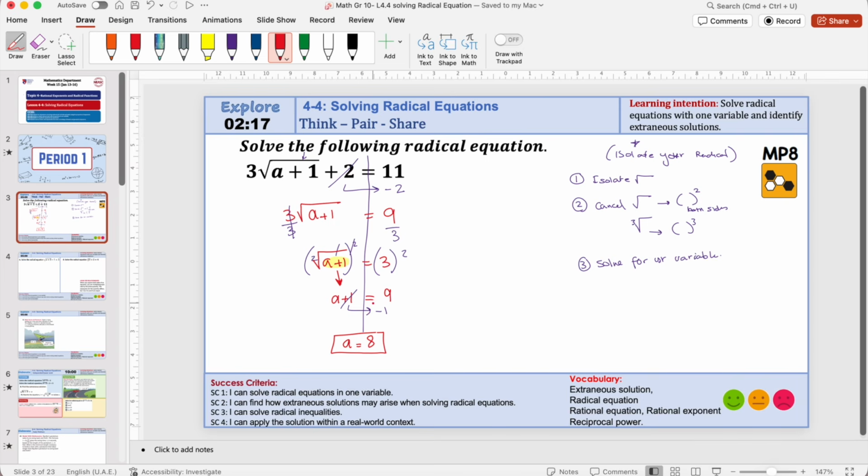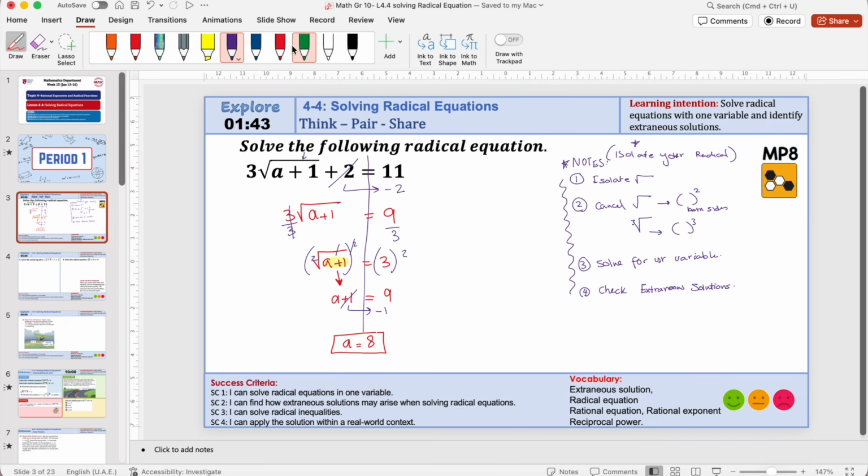It's such a nice lesson. But obviously, once you are done, guess what? Check. What are we going to check? Yes, check extraneous solutions. Alright, so these are the steps you need to follow while solving radicals.